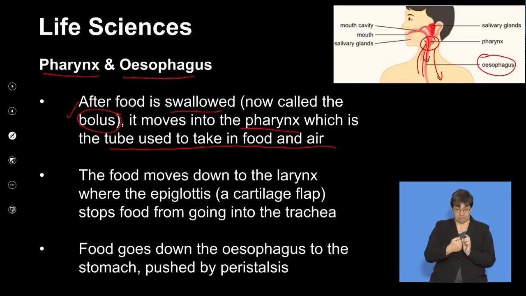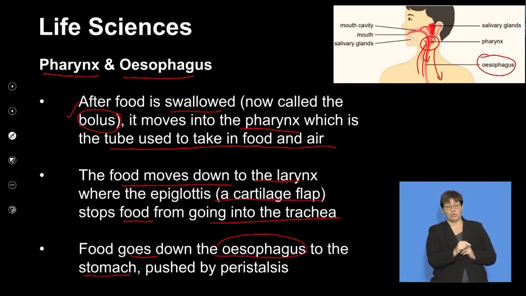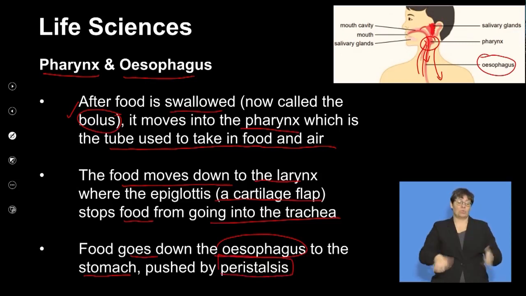Okay. From there the food moves down to the larynx, where there is a cartilaginous flap, as I mentioned, which stops the food from going into the trachea. Food then moves down into the esophagus to the stomach, and it is pushed along the way by a process called peristalsis. And peristalsis is an important process which we will discuss in detail in a little while.